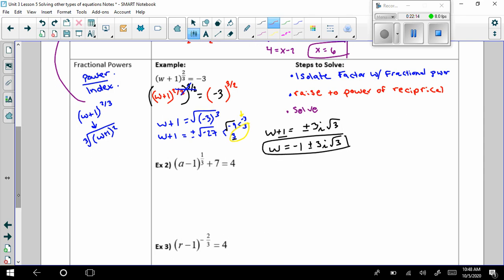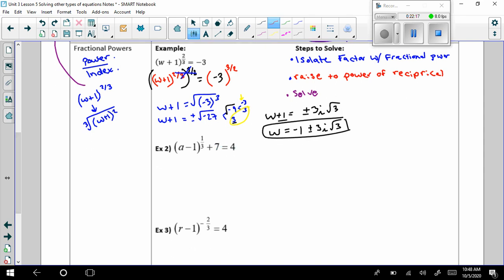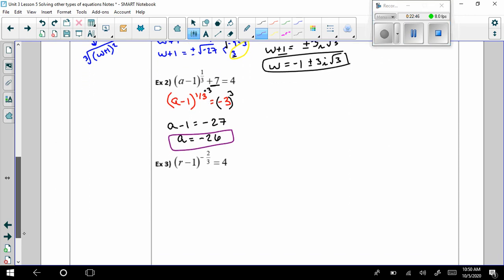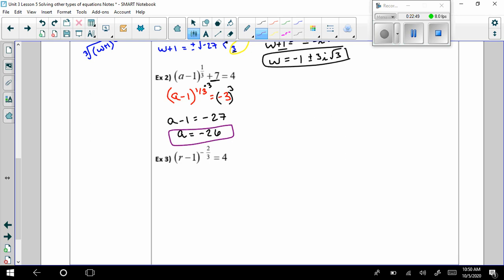Okay, so go ahead and pause the video and try this one. Remember to isolate first. So the first thing you need to do is move that 7. Okay, I got a equals -26. Subtract the 7, cube both sides, add the 1. All right, again, you can plug that in and double check. -26 minus 1 is -27. The 1/3 power is just asking for the cube root. The cube root of -27 is -3, plus 7 is 4, so that one checks. Again, you can type that in your calculator. I would recommend double checking your answer.